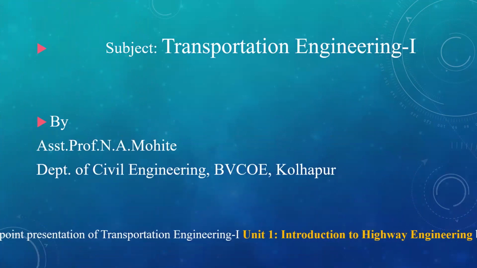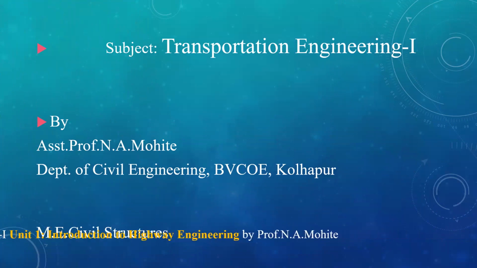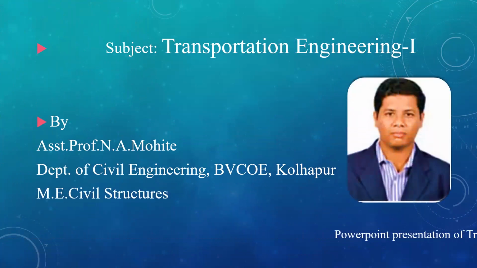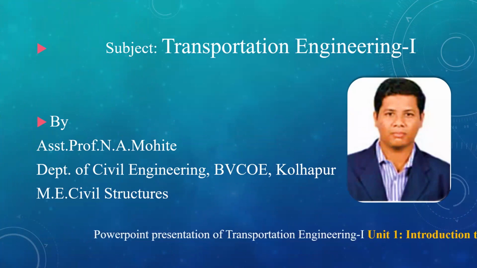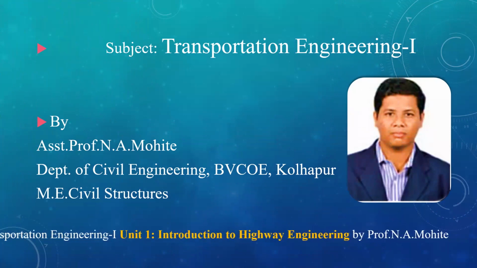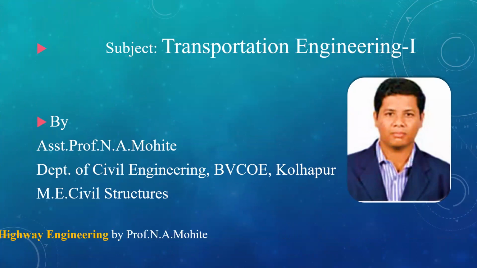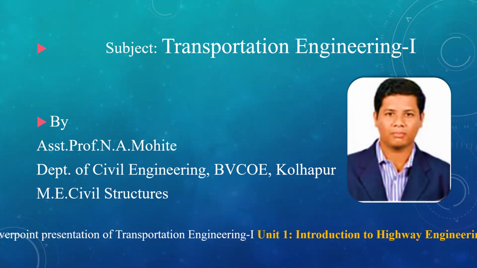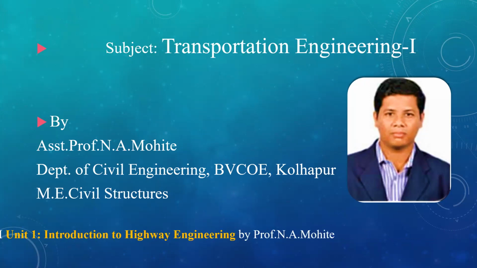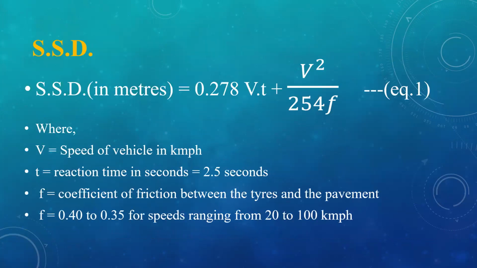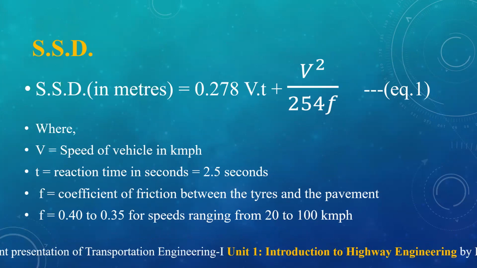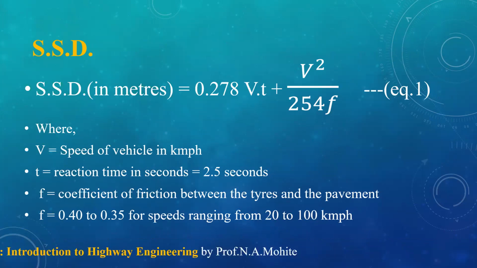So in the previous session, we went through the concepts of sight distance, the types of sight distance, and the factors affecting sight distance, and we also saw the theory of PIEV, that is perception, intellection, emotion, and volition. Today in this session, we are going to see the problems based on stopping sight distance, which are asked in the exam.